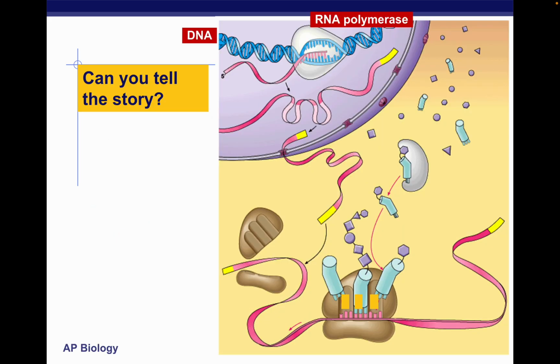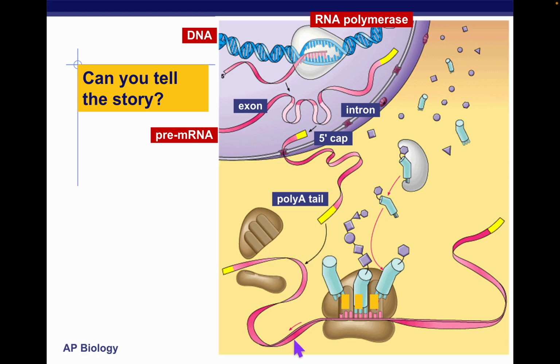So we have DNA. Here comes our RNA polymerase, okay? And then we have our mRNA being made. There's our pre-mRNA, which then turns into a mature mRNA. Oh, there's our exon and our intron. 5' cap is here. Poly A tail is here. So this is our mature mRNA leaving through the nucleus, the nuclear pore.